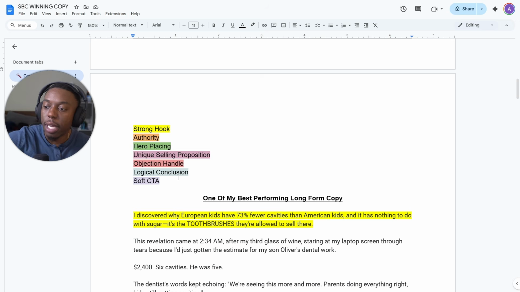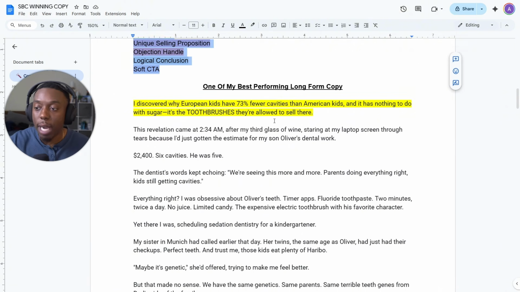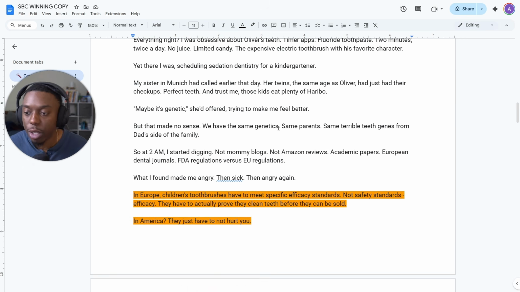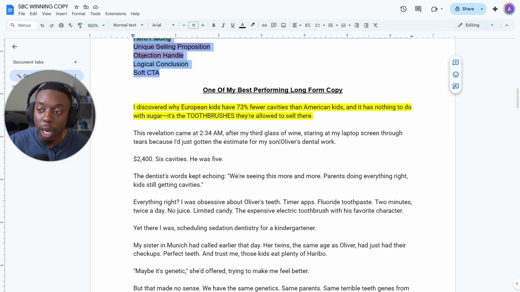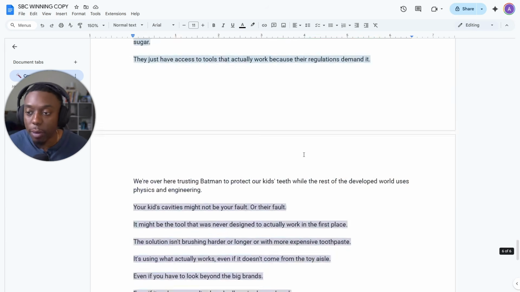So everything that I just highlighted is actually broken down in one of my best performing long form copies for a brand that I was running, which was a U-shaped toothbrush. This is actually the #1 highest converting long form copy in that ad account. I was doing 5K a day with it.